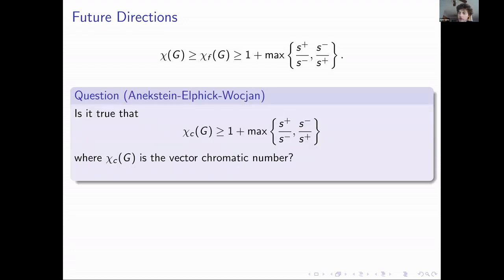One particular thing you could try and do, as was asked by Nexton, Elf, and Witchen, is whether or not this same lower bound holds for the vector chromatic number. And if you don't know what a vector chromatic number is, it's fine. The important thing is that it's a lower bound for the fractional chromatic number. So if true, this would be a further improvement of our result, and computational evidence suggests that this could be true.